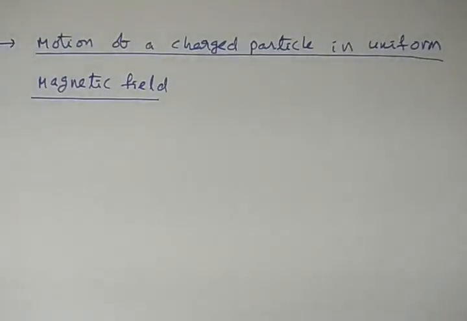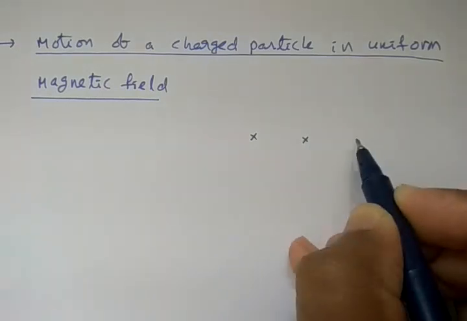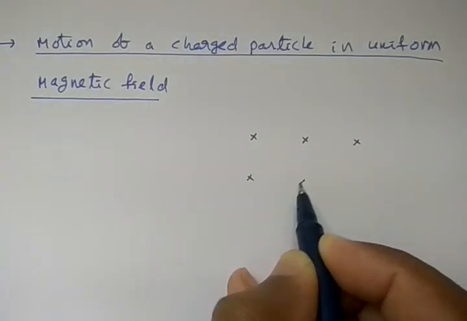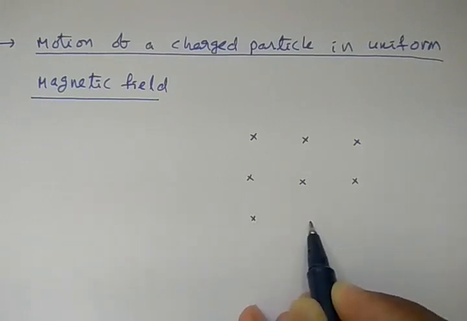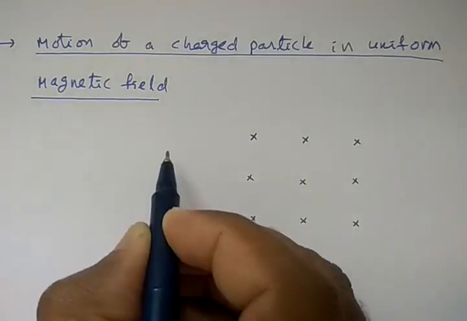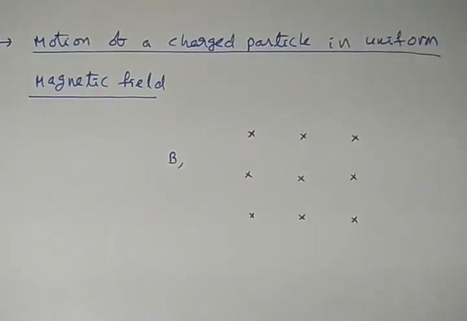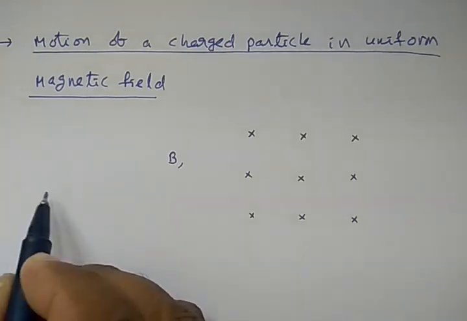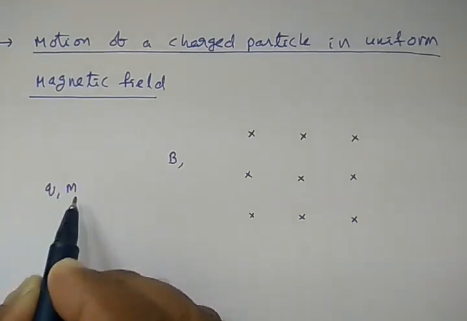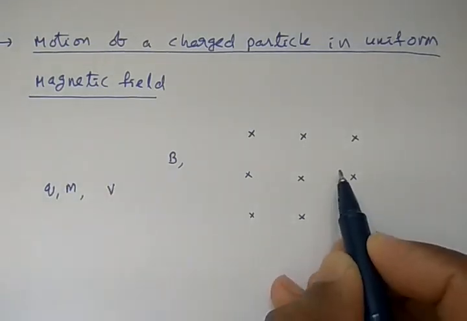In this video, we will see the motion of a charged particle in a uniform magnetic field. Let us consider a magnetic field of strength B that is going into the plane. So this is the magnetic field, and the field strength is B. It is uniform everywhere, and we are projecting a charged particle. Let's say the charge of the particle is Q and the mass of the particle is m, and we are projecting this charged particle with velocity v, let's say in this direction.